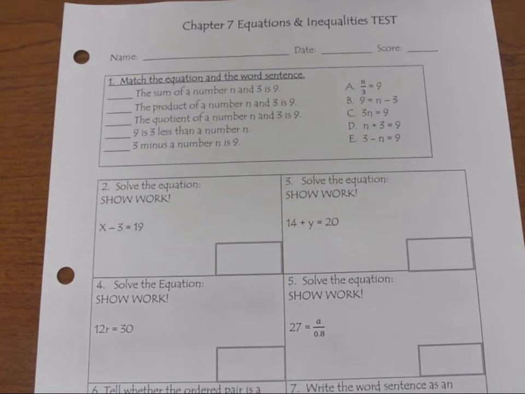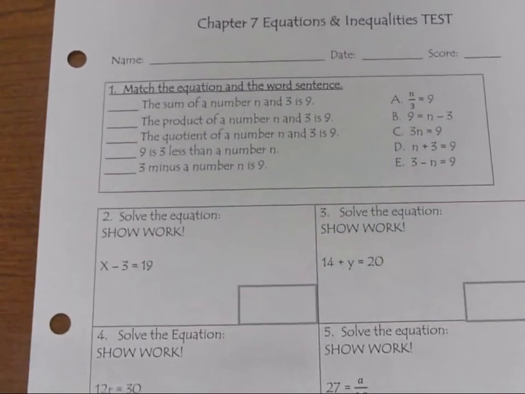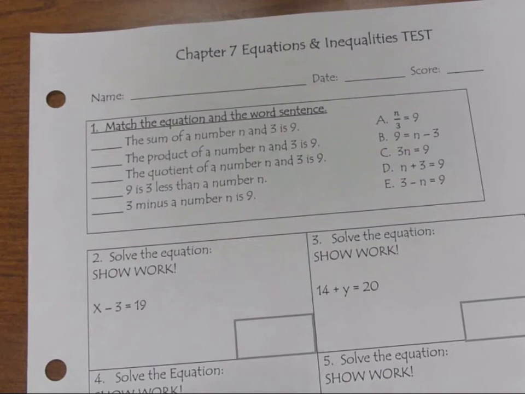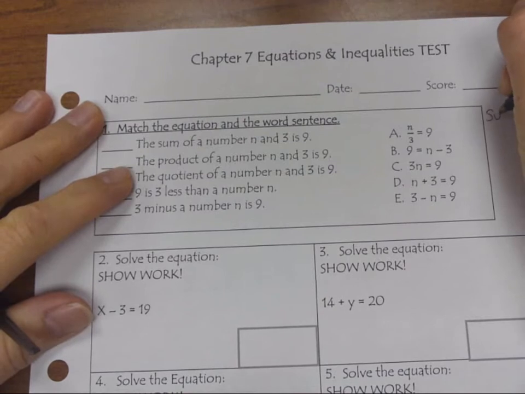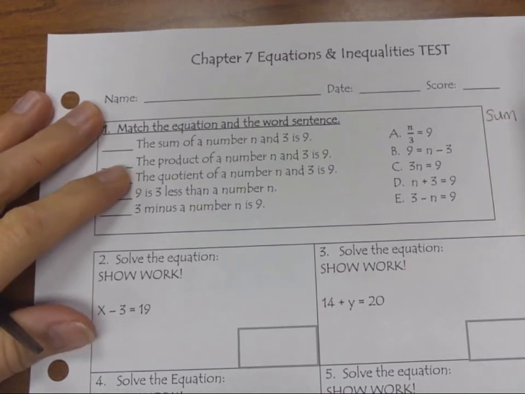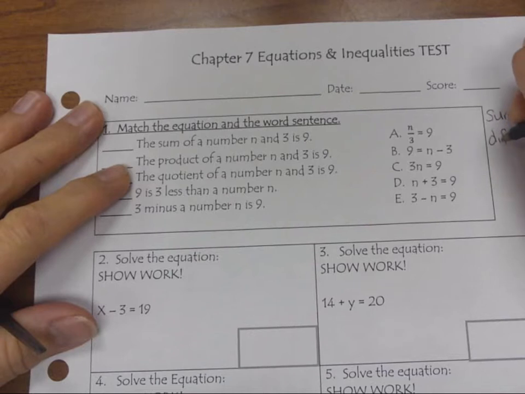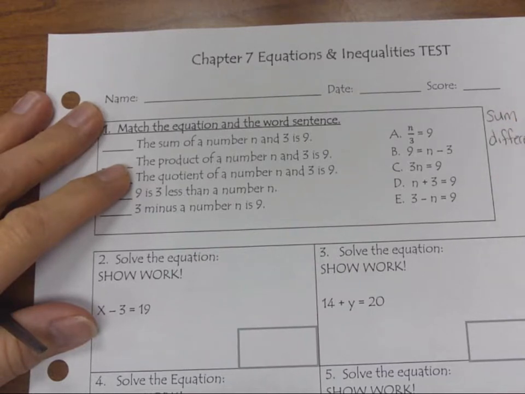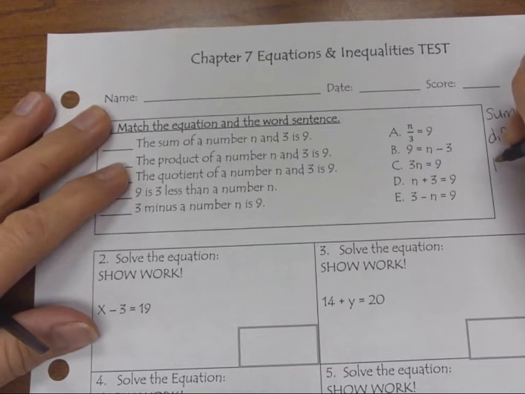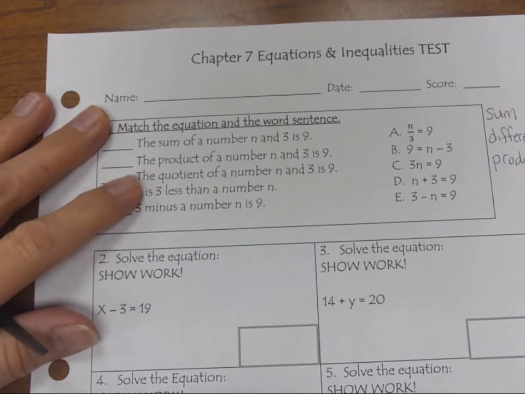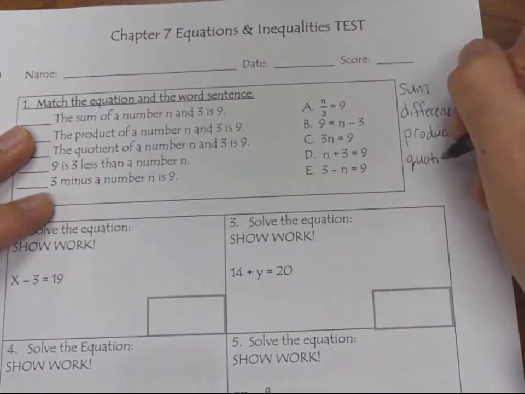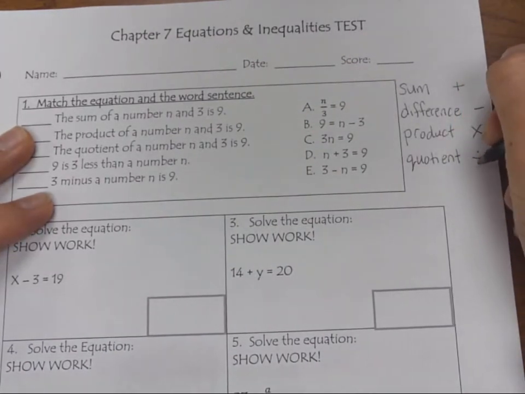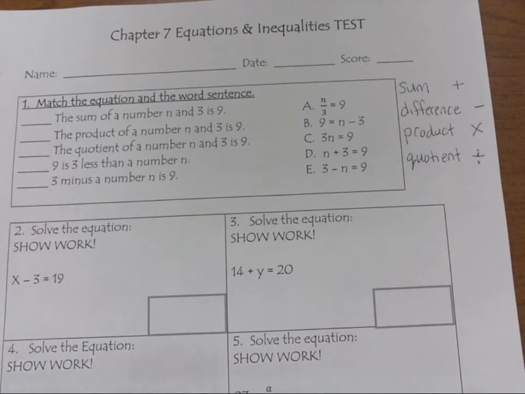Okay, we're going to work on this Chapter 7 test remediation. For problem number 1, you need to remember a few things. You need to remember that the word sum is the answer to an addition problem. The word difference is the answer to a subtraction problem. The word product is the answer to a multiplication problem, and the word quotient is the answer to a division problem. That will help you figure out which ones are which.